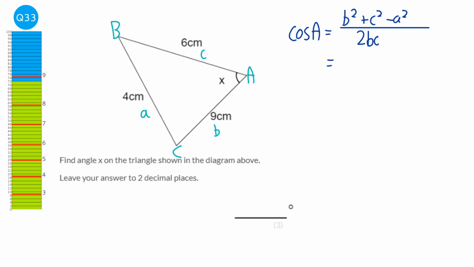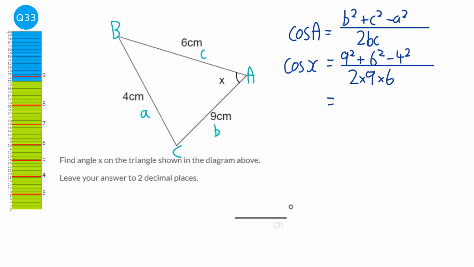So it's just rearranged, and it helps if you remember both of the formulas for the cosine rule. It does make things a bit easier. So we're going to write it again, but this time with all of the numbers and letters in that are in the question. So instead of b squared, we've got 9 squared plus, and then the c squared is 6 squared minus the 4 squared over 2 times b, which is 9, times c, which is 6.